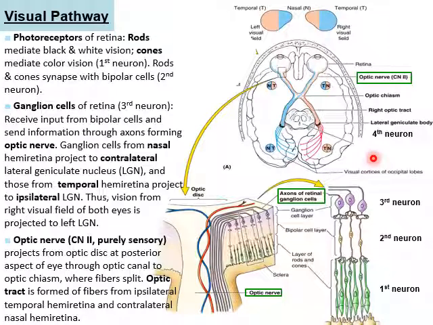So the vision from the right visual field of both eyes is projected to the left lateral geniculate body or lateral geniculate nucleus, and the vision from the left half of the visual field of both eyes is projected to the right lateral geniculate body. The fourth order neuron is the lateral geniculate body or lateral geniculate nucleus, and from there the optic radiation or visual radiation run reaching to the visual cortex.